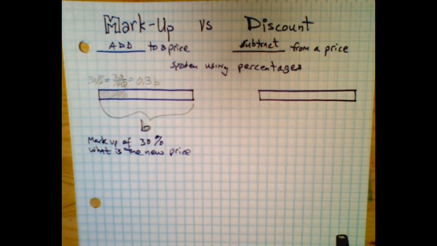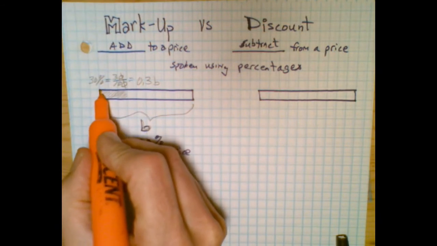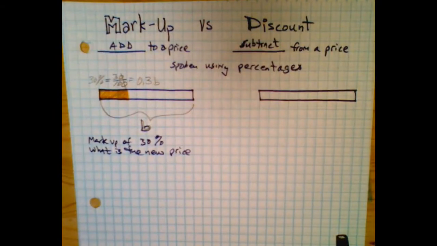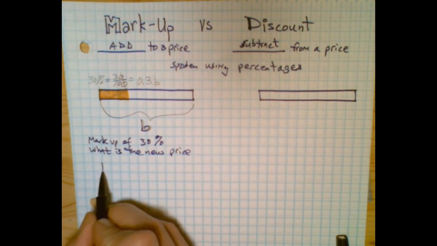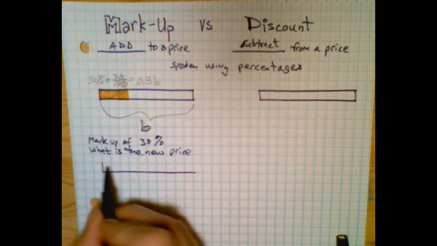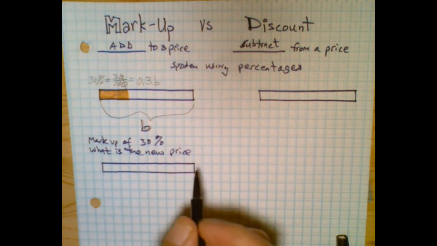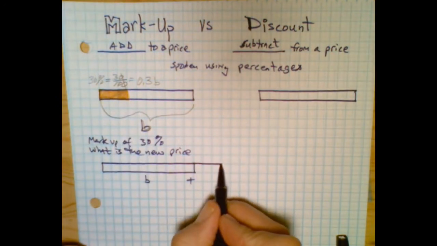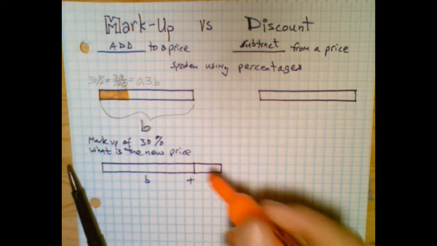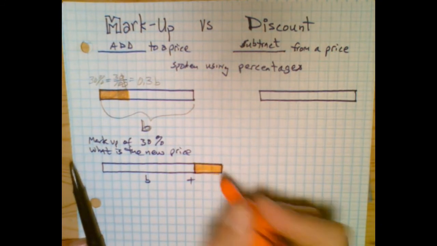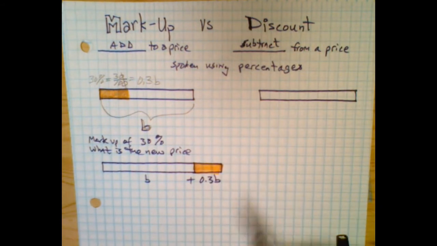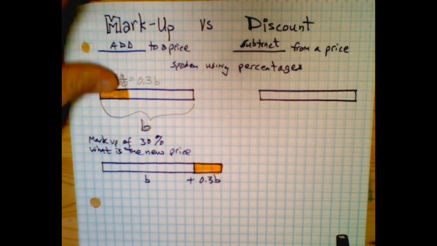So this part right here that I shaded, which is my markup, I'm calling it my 30% markup, is 30% of my cost. So when I go to find my new price, it's going to be my original price B that I paid, B plus the part that I marked up, the percentage I marked up. In this case, 3/10 B. So here's a little visual representation of that.